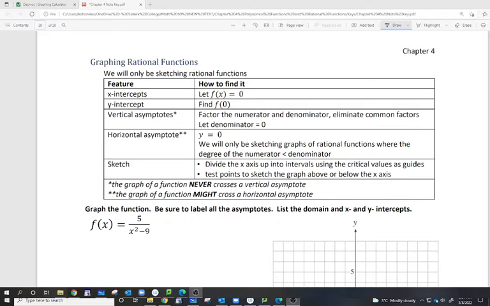So to sketch rational functions, there are 5 features that you want to be mindful of. The first feature is an x-intercept. An x-intercept is found by letting y equal 0. Then this one, totally optional: you don't really need the y-intercept. It's just a nice thing to find sometimes, but it's totally not necessary.